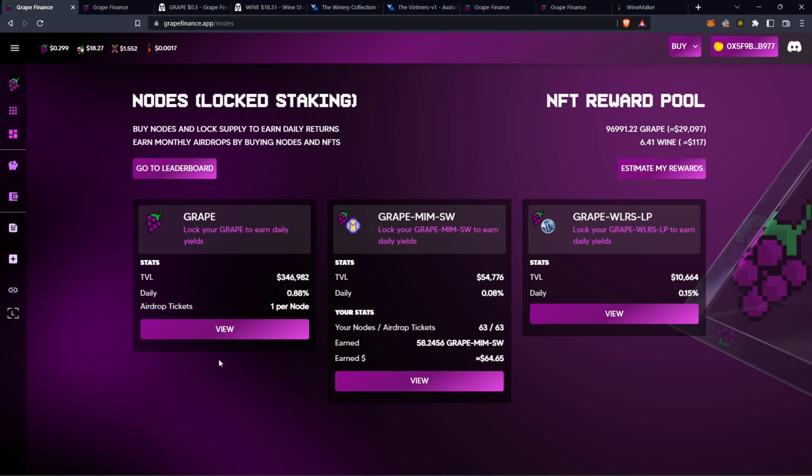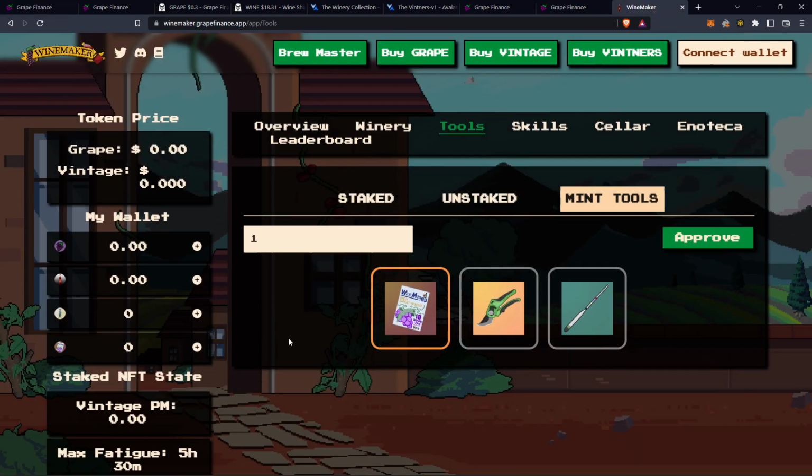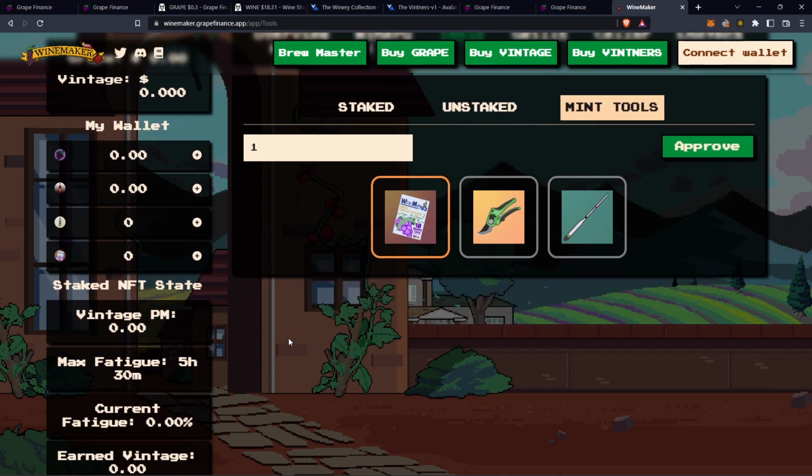But the plan for the future is to make the node contracts upgradable so that you can add all of these additions in the nodes. So using your pending node grape rewards in the winemaker game might be a possibility, and there are chances that this might be implemented in the future.